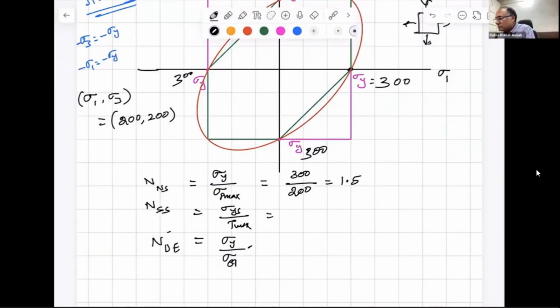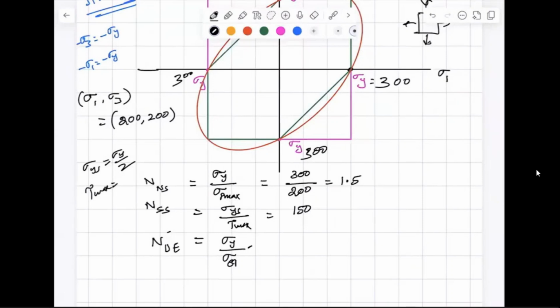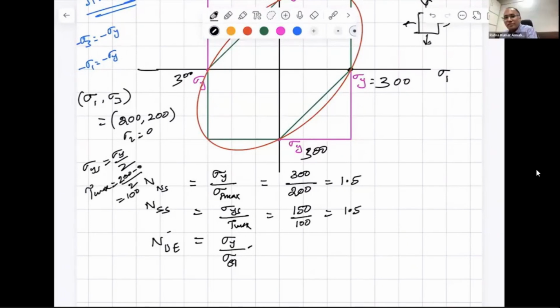What is the shear yield strength? 150, because sigma ys is equal to sigma y by 2. What is tau max? Sigma 2 is 0, so tau max will be 200 minus 0, by 2, that is 100. So the factor of safety is 1.5.